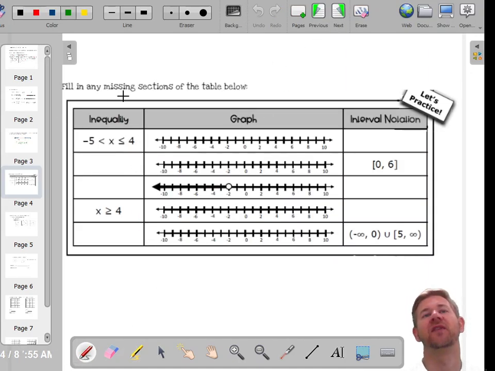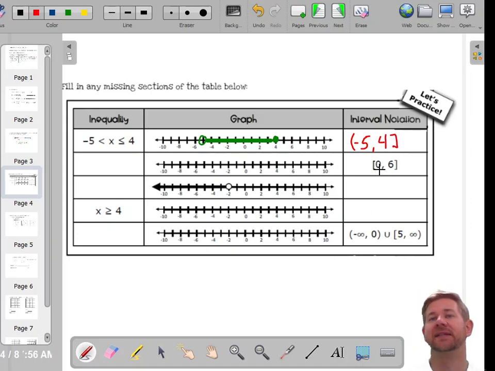This is -5 to 4. So -5, since that's less than, I'm going to put an open circle at -5. And at 4, I'm going to put a closed circle. And the way this is written, I want all the numbers between them, so I will shade between them like that. Now in interval notation, the farthest left is -5, and that's an open circle, so we use parentheses, until you get to 4, and since that's a closed circle, we use a bracket.